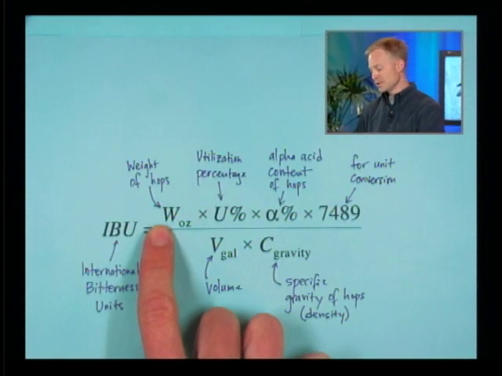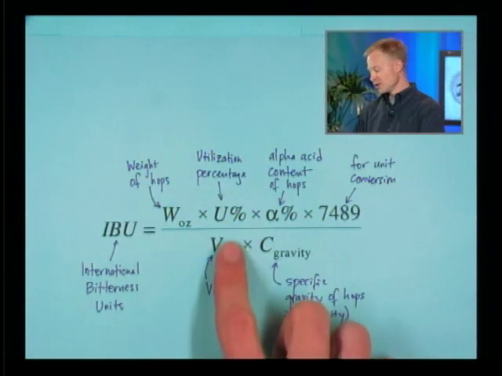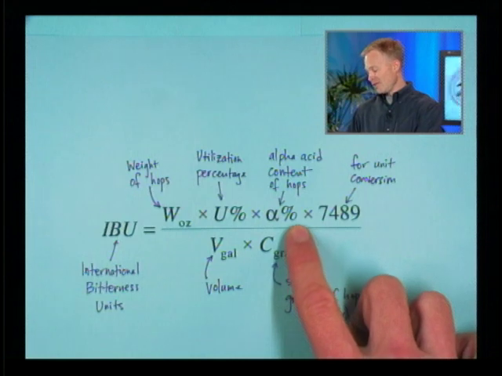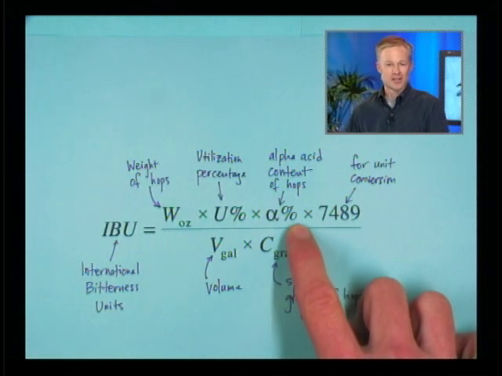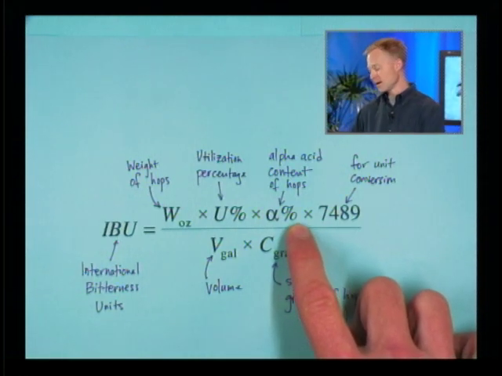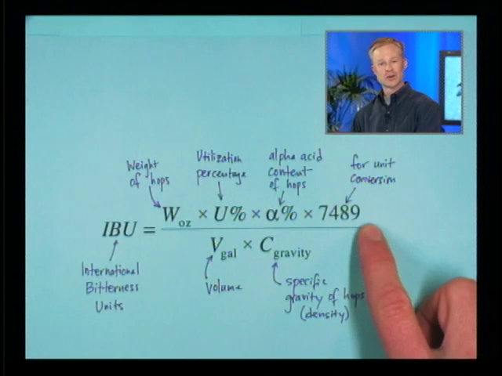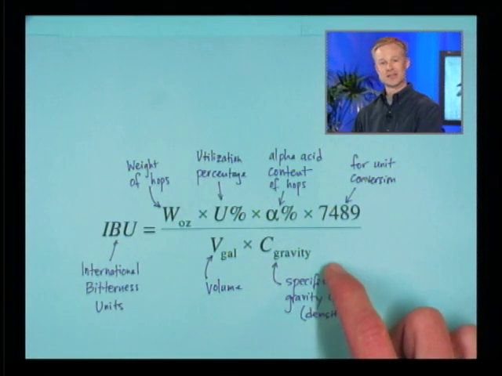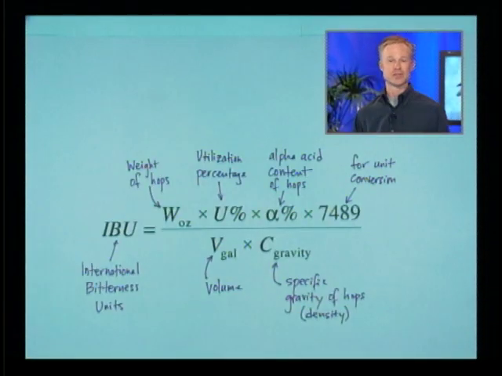So the W was for the weight of the hops in ounces. U was what Mitch referred to as the utilization percentage. This alpha percent here, this is the alpha acid content of the hops, so they have different ratings. The 7489 is for converting the units. We have the volume below in gallons, and we have C, it says gravity. This is the specific gravity, which is basically the density of the hops compared to water.